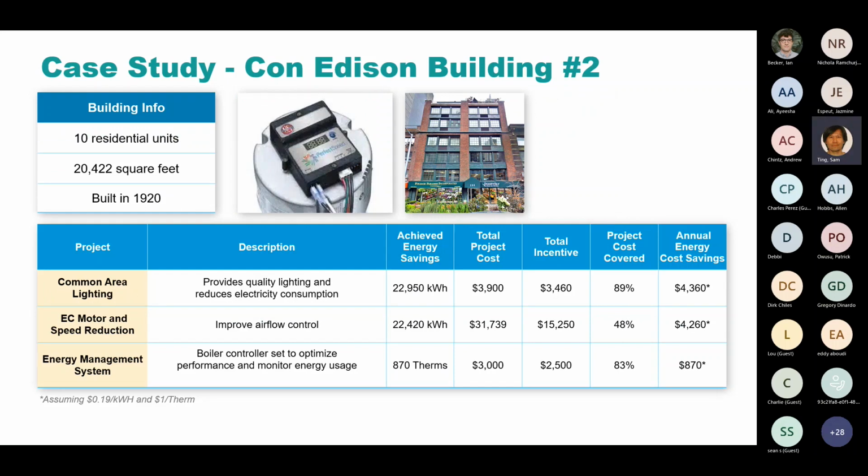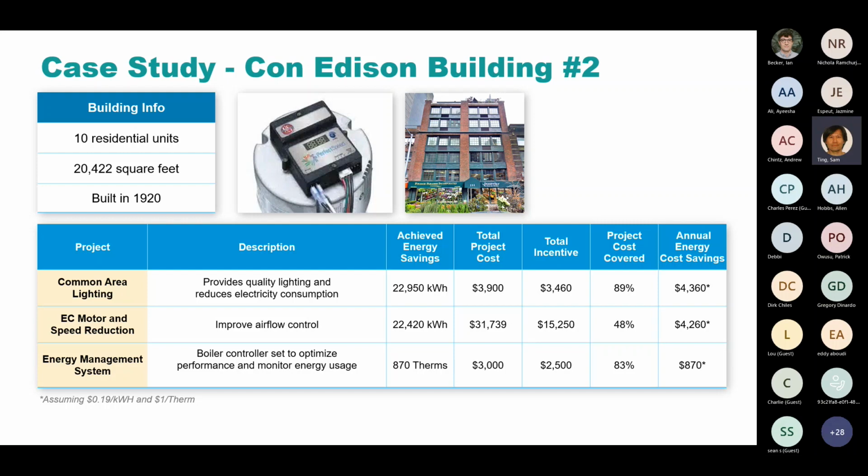Case study number 2, a 10-unit multifamily building, over 20,000 square feet, built in the 1920s, about 100 years old. This is interesting because it's a common area lighting project where the incentives cover 89% of the cost. This could possibly be affordable housing, or located in the Brooklyn or Queens area. If that's the case, there's a program that offers enhanced or possibly free upgrades to common area lighting. If it covers 89%, and the annual savings is $4,300 plus, they would basically recoup the money in less than 2 months.